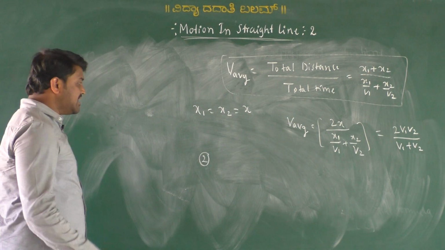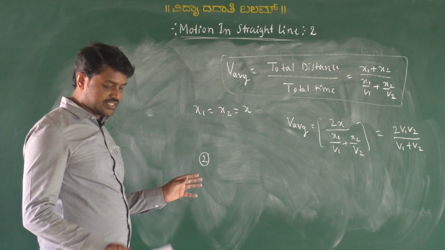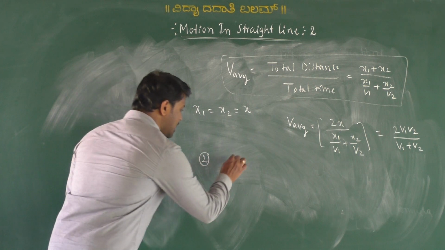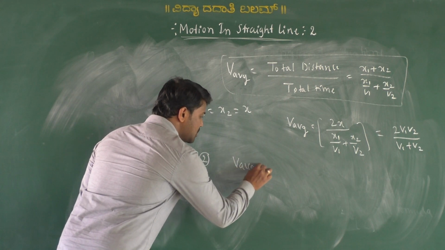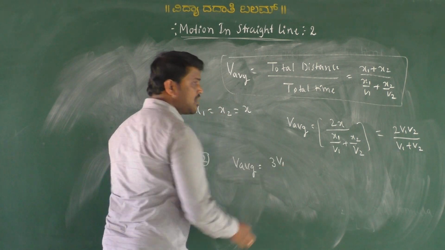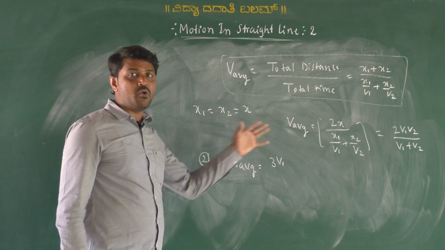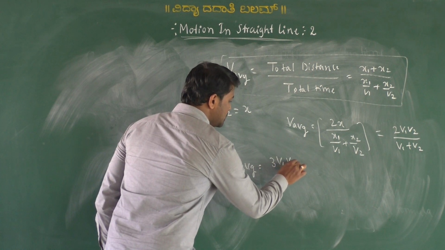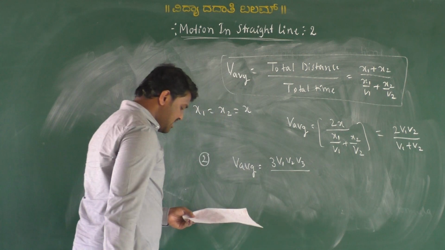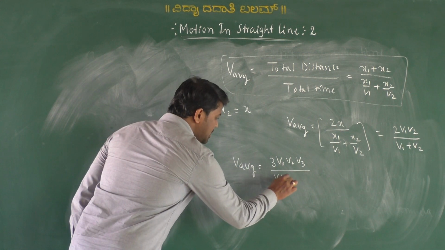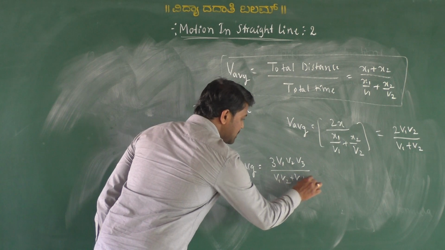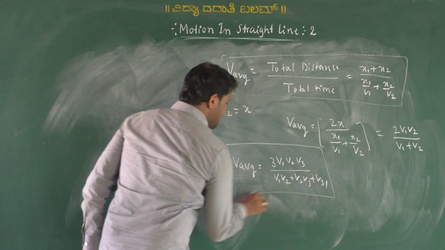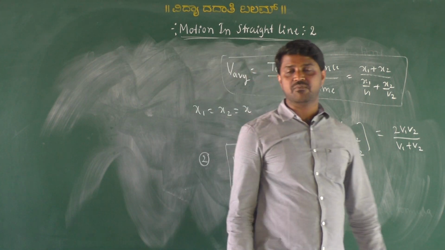Next, if there are bodies which cover distances with the speeds of v1, v2, v3, then the average velocity becomes what, v average is equal to 3v1 v2 v3, because if three bodies move with the speeds of v1, v2, v3, then equation becomes 3 v1 v2 v3 divided by v1 v2 plus v2 v3 plus v3 v1. So this is the formula for average speed for different bodies.